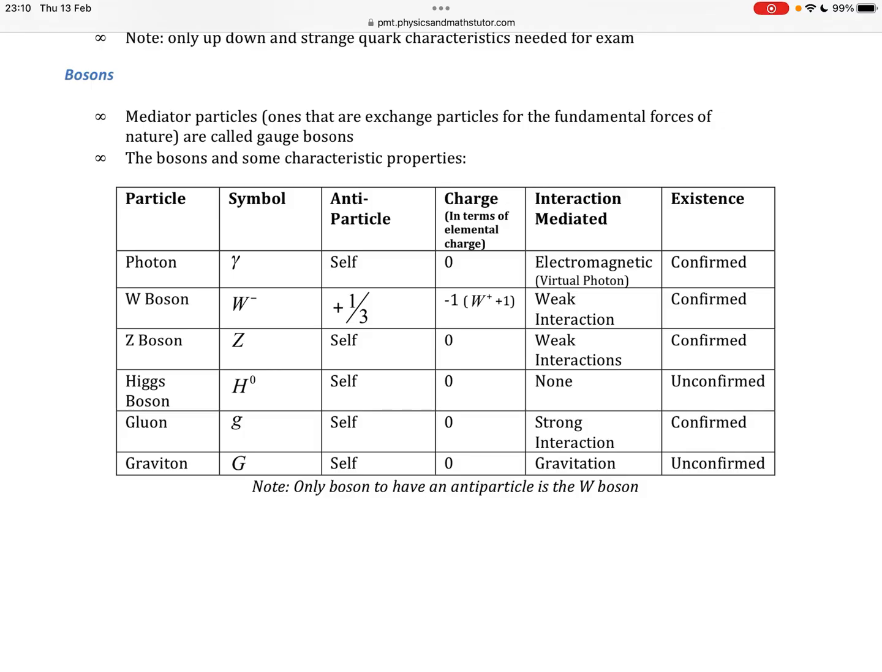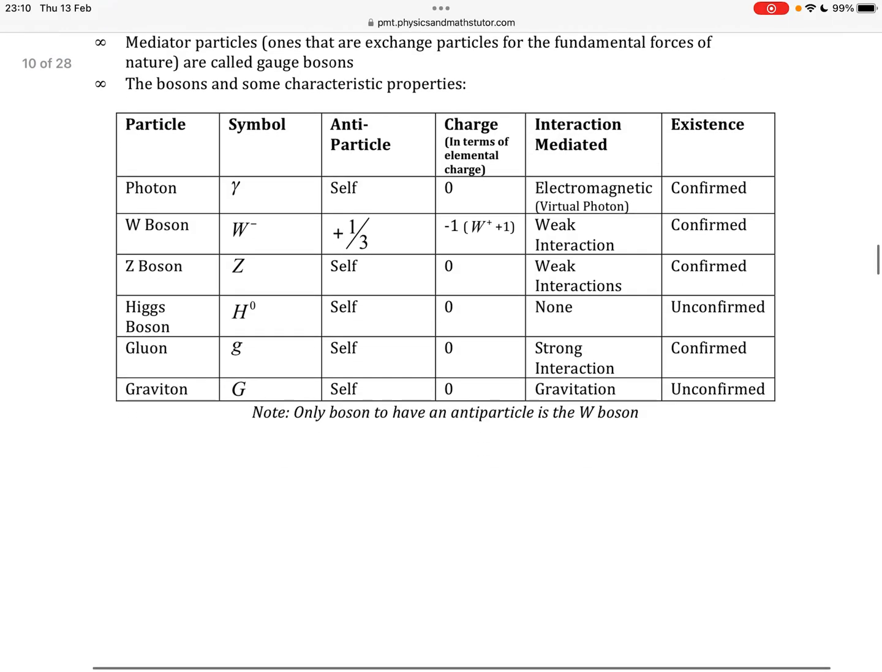W boson has charge negative 1 or positive 1, weak interaction. Z boson also has weak interaction, but charge is 0, and the antiparticle is itself, with symbol Z. Higgs has symbol H0, self antiparticle, charge 0, no interaction. Gluon g, self antiparticle, charge 0, strong interaction, and graviton g, self antiparticle, charge 0, gravitation. Note that the only boson to have an antiparticle is the W boson.